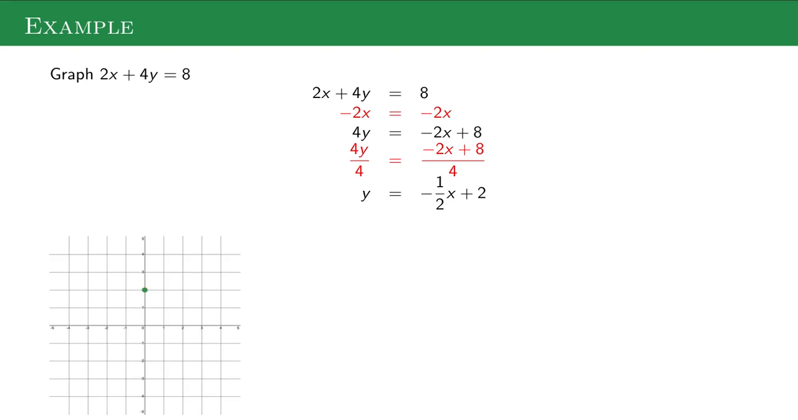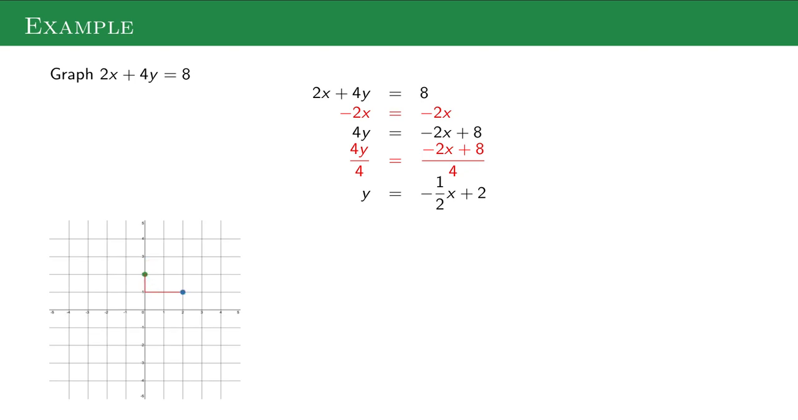And now I can graph this. I have the point 2 as my y-intercept. I'm going to go down 1 over 2 using my slope, and then I connect it to make my line. So if you recognize it's a linear equation, where nothing fancy is happening with x, solve for y, and graph it using the y equals mx plus b method.